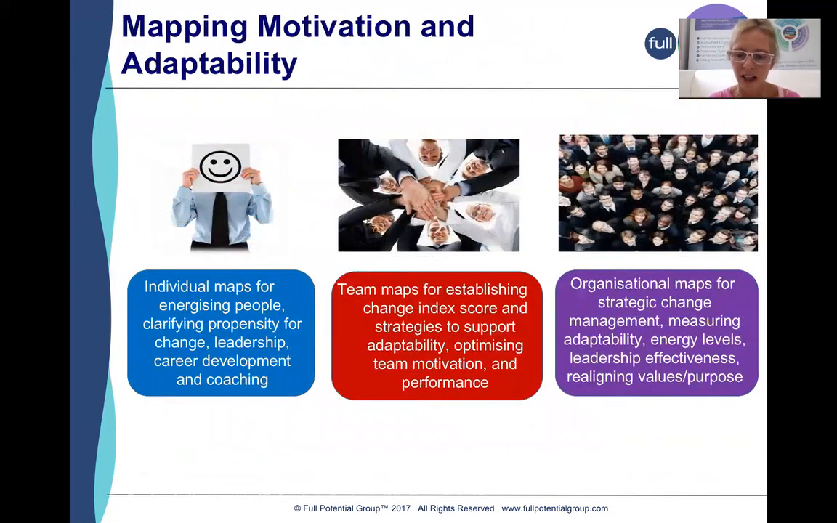So I think there's a value in being able to map individuals and look at what motivates them and how adaptable they are to change, but also getting a change index score for different teams and seeing which teams could actually create the mirror neurons for the rest of a department. You know, which teams are more likely to change and could be the role models, and who can really help the rest of the business.